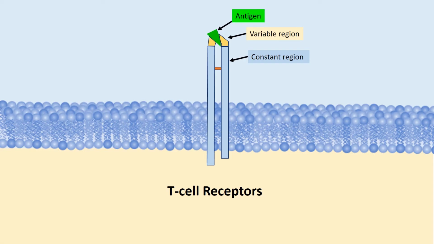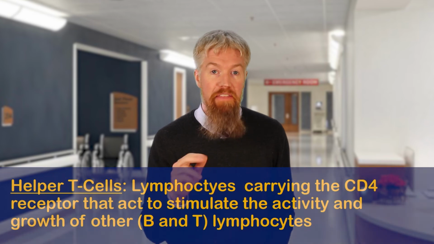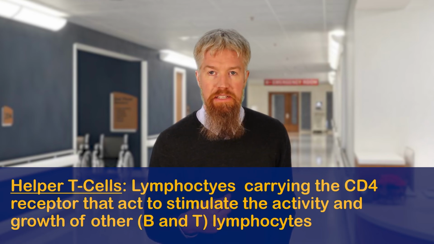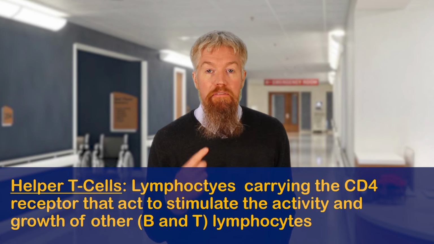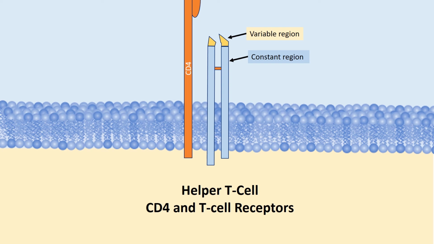Each of the two protein subunits has a constant region, and then we'll also have a variable region that will differ between each T cell. Those variable regions will be specific for a specific antigen in terms of their binding pattern. Once activated, the helper T cells, which are lymphocytes that carry both the T cell receptor and the CD4 receptor, will act to stimulate the activity and growth of other B cells and T cells. That CD4 receptor will work alongside the T cell receptor and act as a way of ensuring recognition.